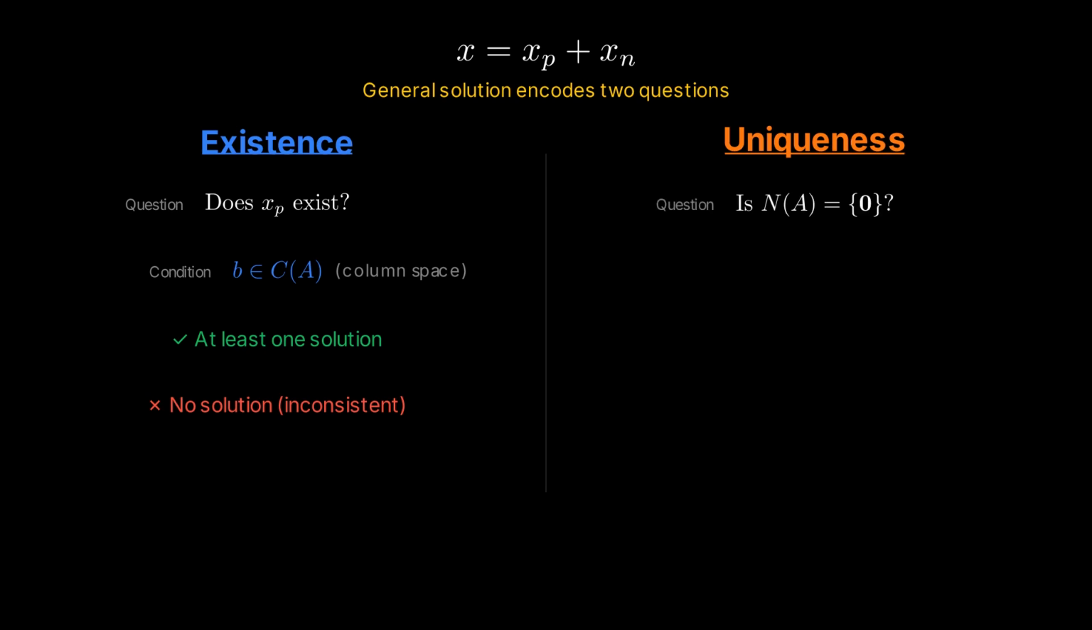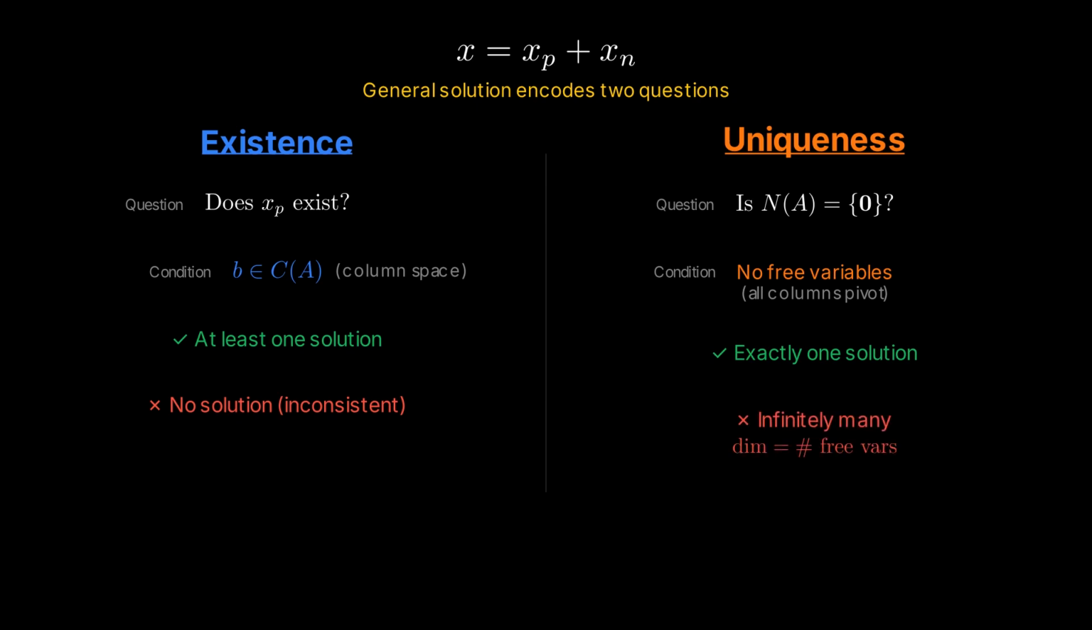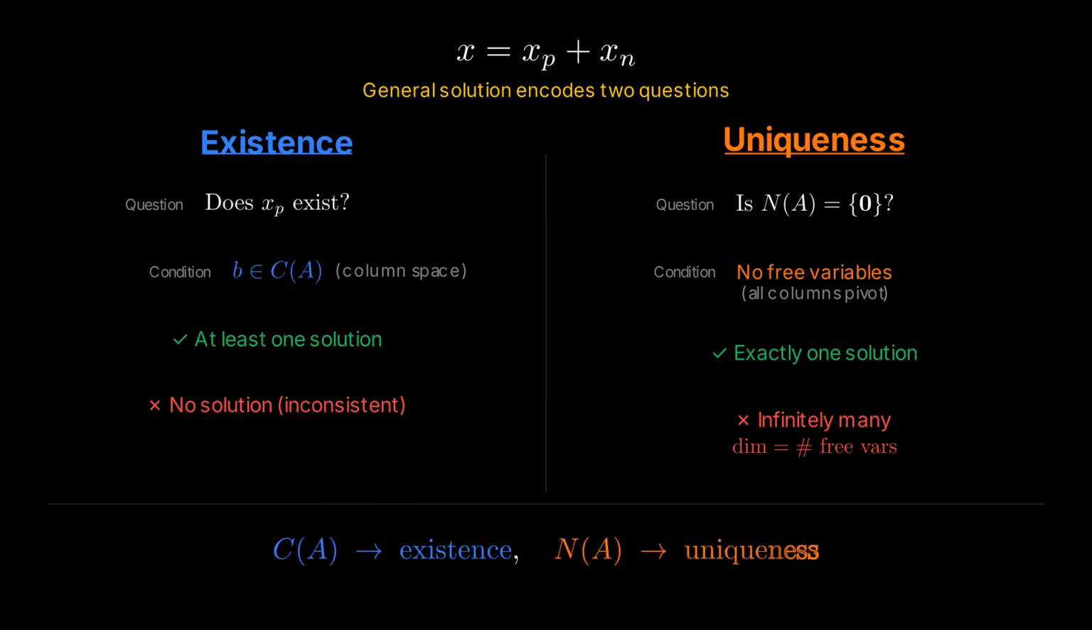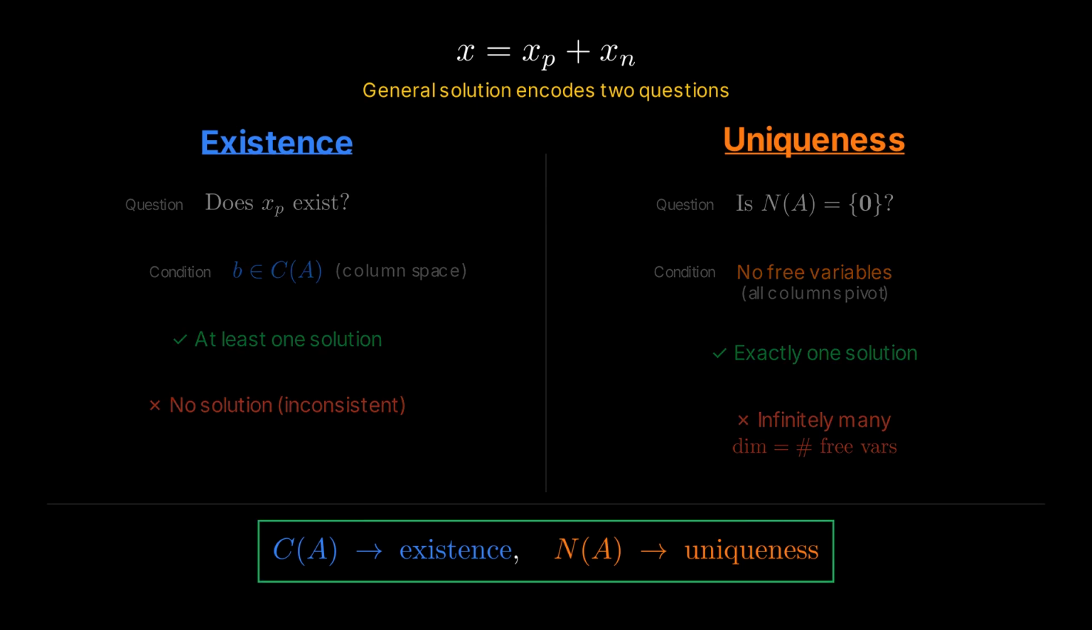The second question is about uniqueness. Is the null space of A just the zero vector? That happens when every column is a pivot column, meaning there are no free variables. A trivial null space means exactly one solution. A non-trivial null space means infinitely many solutions, with the dimension of the solution set equal to the number of free variables. So to summarize, the column space governs existence, and the null space governs uniqueness.